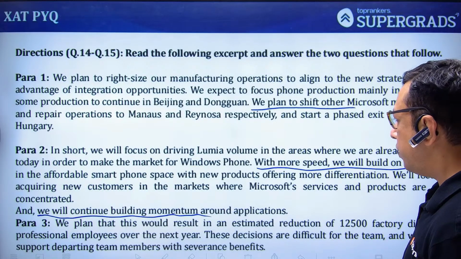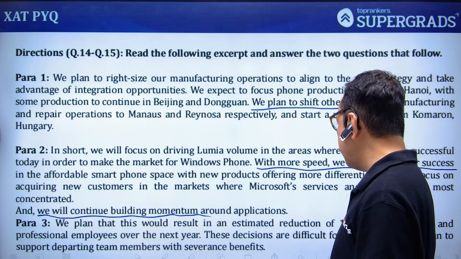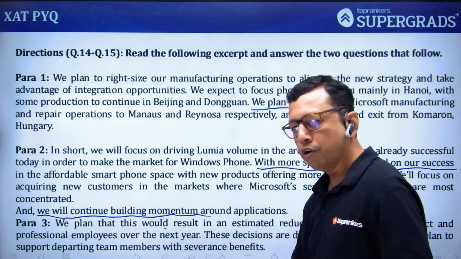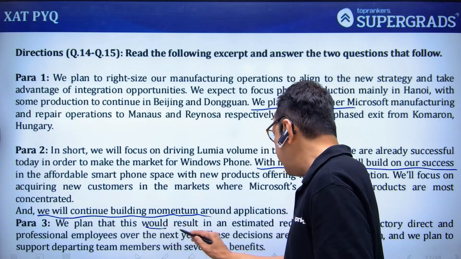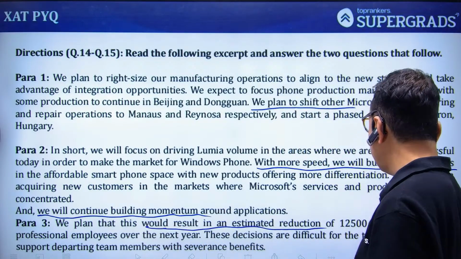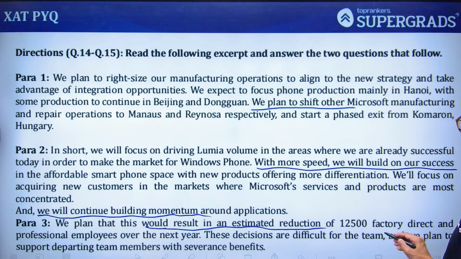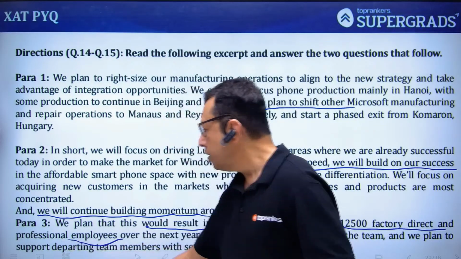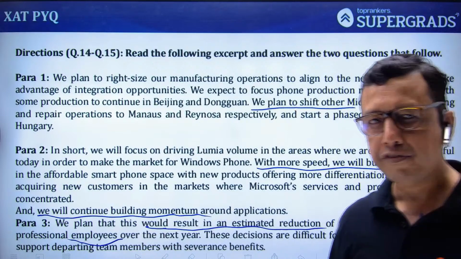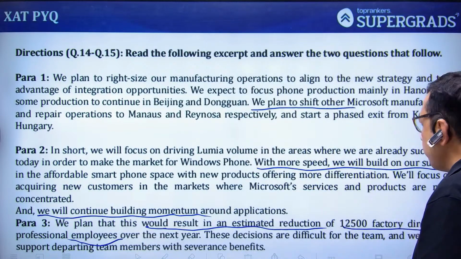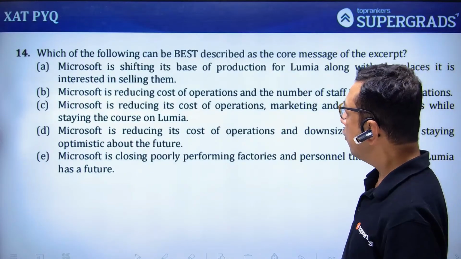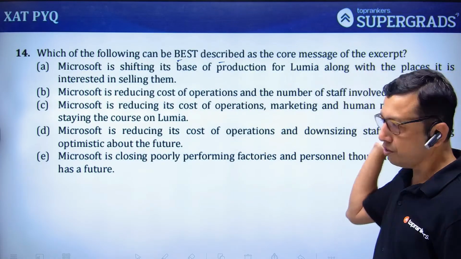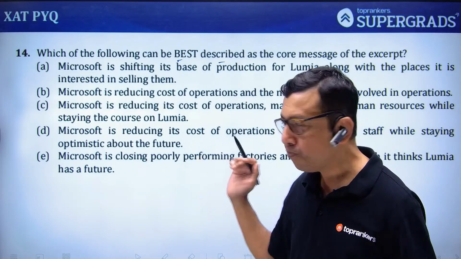Para 3 says we plan that this would result in an estimated reduction of 1,200 factory direct and professional employees. So that's about it. This is the takeaway from the three paragraphs. Let's look at the questions now. Okay. Which of the following can be best described as the core message of the excerpt? Okay. Let's look at the options now.